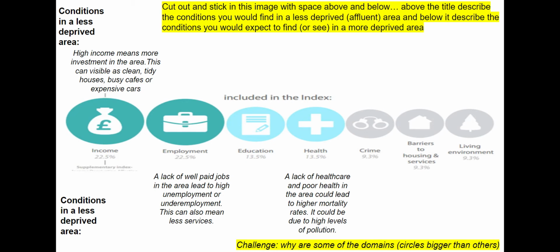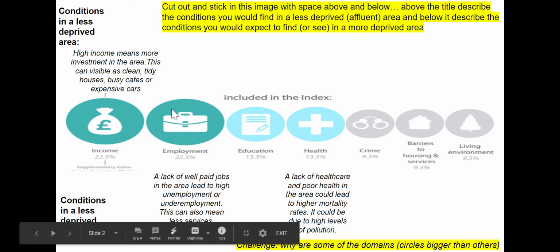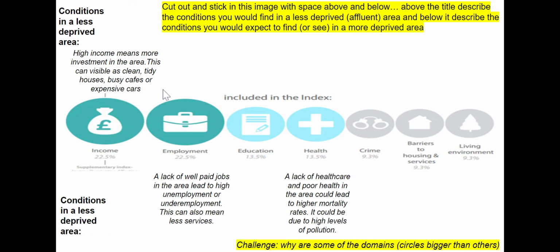So what would that look like in a less deprived or an affluent area? We'd find a wide range of well-paid jobs. That could be in the knowledge economy, or it could be that the area has good transport links to areas with high-paid jobs. But the key is a range of jobs, so jobs that suit all the different people in that community.